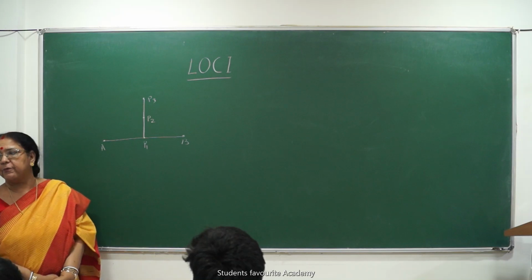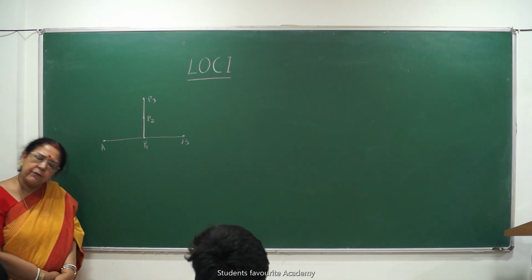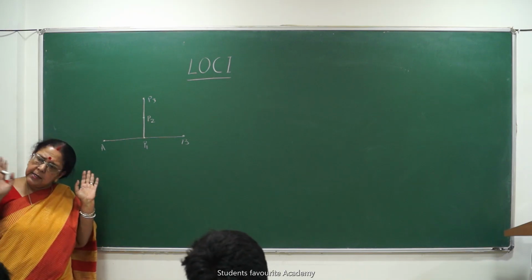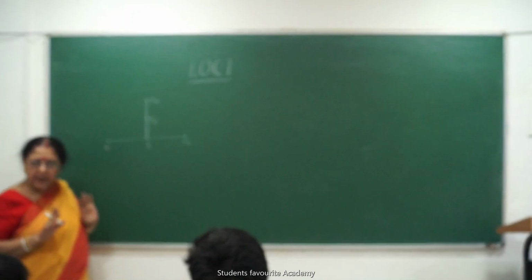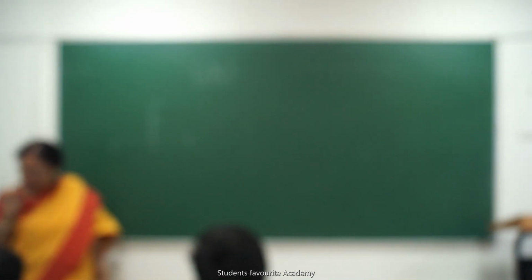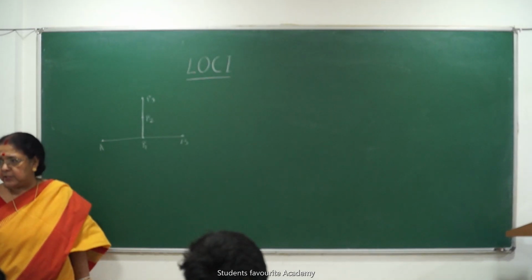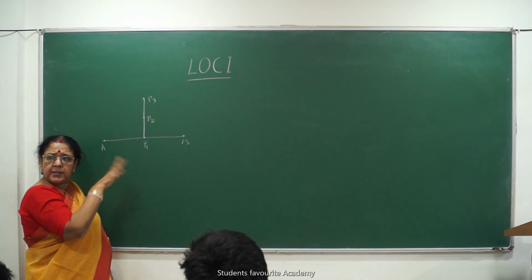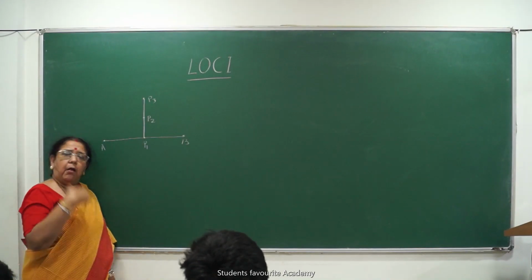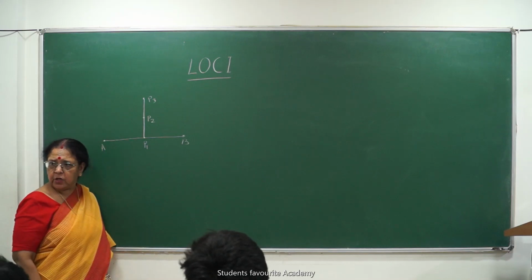This is actually theorem 1. So this theorem will not be asked, nor do you have to write the theorem. You have to only apply the theorem. So whenever you have to find the locus of a point which is moving equidistant from two fixed points, then what you have to do is simply join the two points and draw the perpendicular bisector. And that will be the locus of that point.